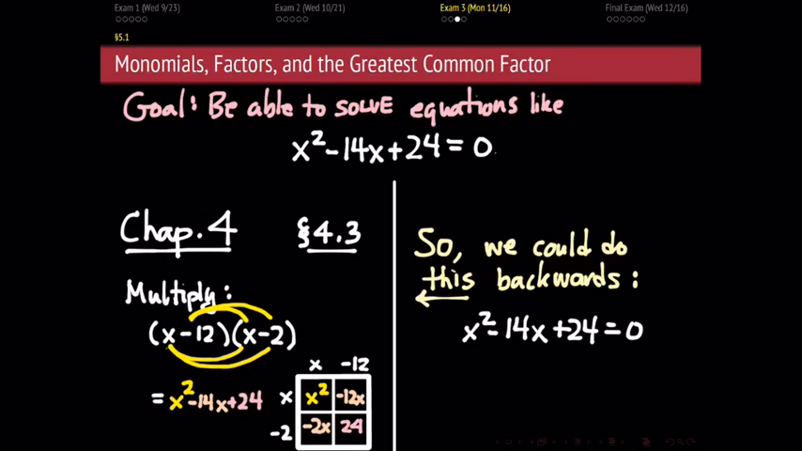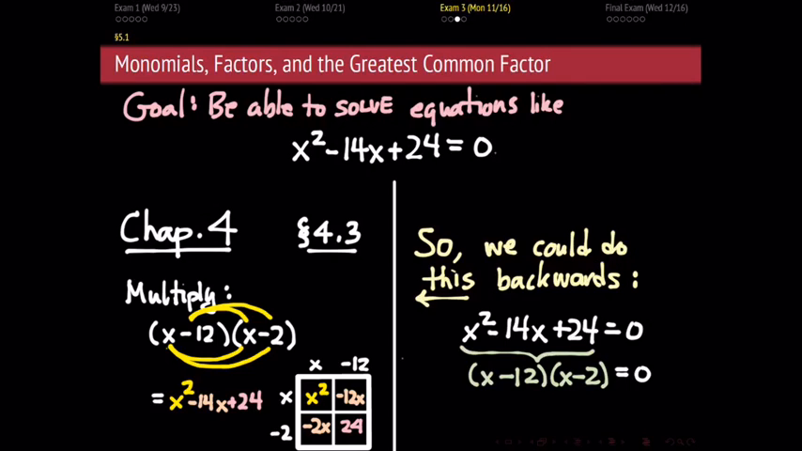If I happened to know that x squared minus 14x plus 24 were the same thing as x minus 12 times x minus 2, so reversing the operation we had on the left-hand side of the board, then when I look at this equation, what I see is one expression times another expression, x minus 12 times x minus 2. And when I multiply those two expressions together, the result becomes 0. That's what the right-hand side of this equation is telling me.